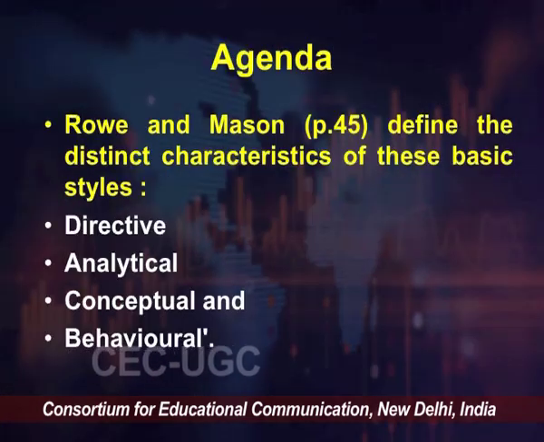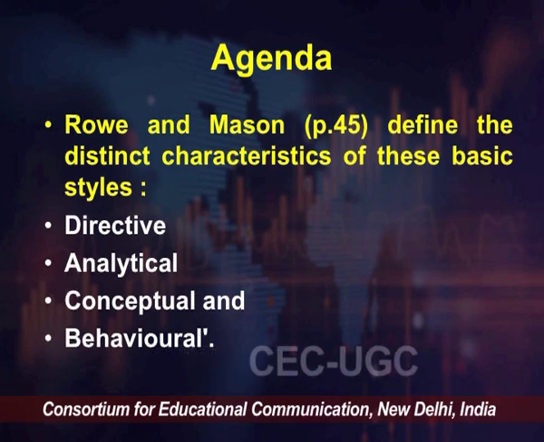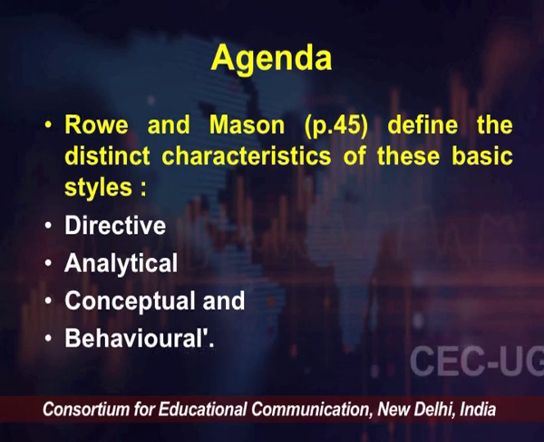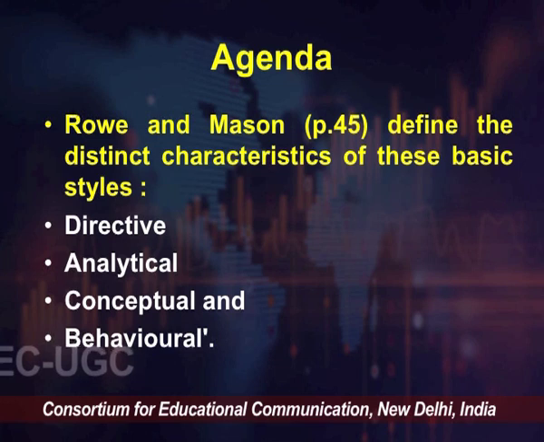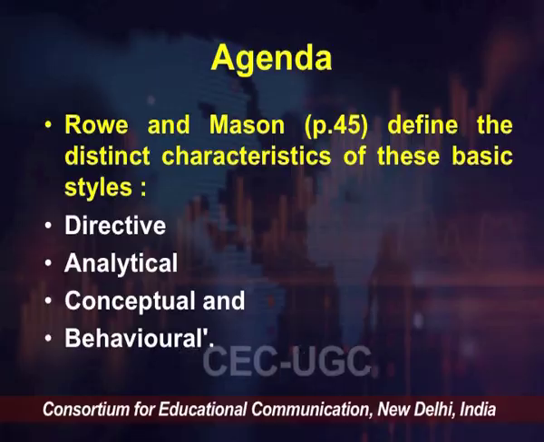So, the author proposed four basic decision styles here, and they were labeled as directive, analytical, conceptual and behavioral. That one is directive, second one is analytical, third is conceptual, and fourth one is behavioral. So, these are the four decision styles which come in front of us by another researcher. Rowe and Mason define the distinct characteristics of these basic styles.